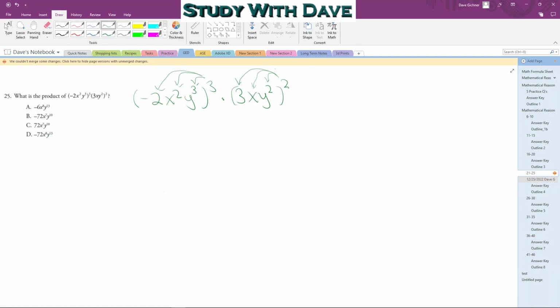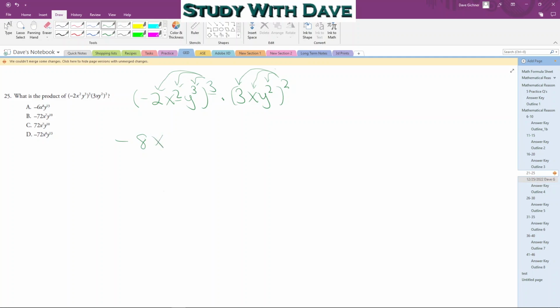Okay? So negative 2 cubed is going to be negative 8, because negative 2 times negative 2 is positive 4, times a negative 2 is going to be negative 8. And we're actually going to multiply this 2 and this 3, because when you have a quantity squared, this is basically raised to a power twice, so we have to multiply.